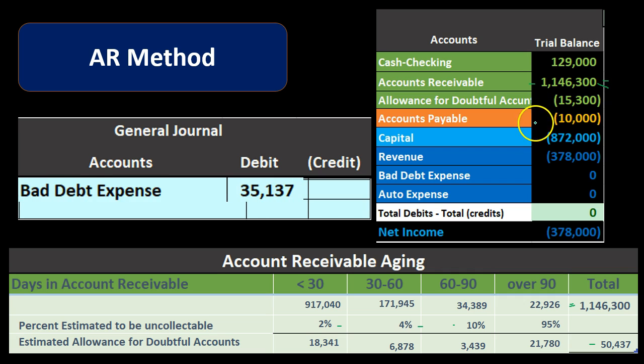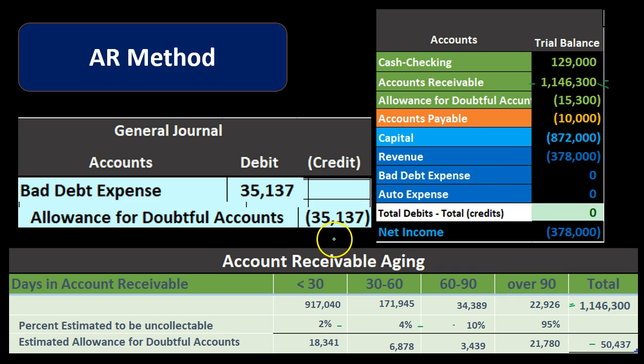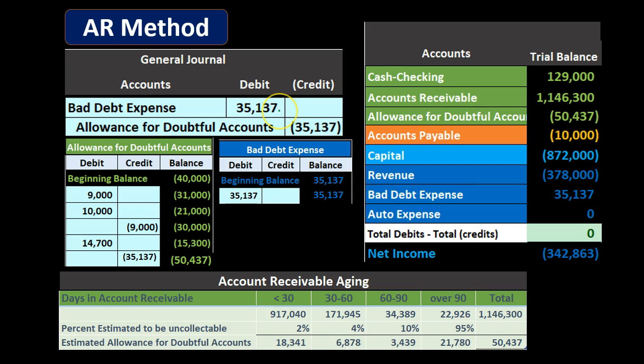So if we record the journal entry, then we're going to record the bad debt expense, a debit here, and we're going to record the credit of that 35,378 here. If we see that recorded out, then we see that the 35,378 is going to be on the allowance account, bringing the 15,300 up by the 35,178 to 50,437. That then, on the trial balance on the bad debt, we bring the balance up. It started at 0 here. It should have started at 0. Up by the 35,137 to the 35,137, that amount here.